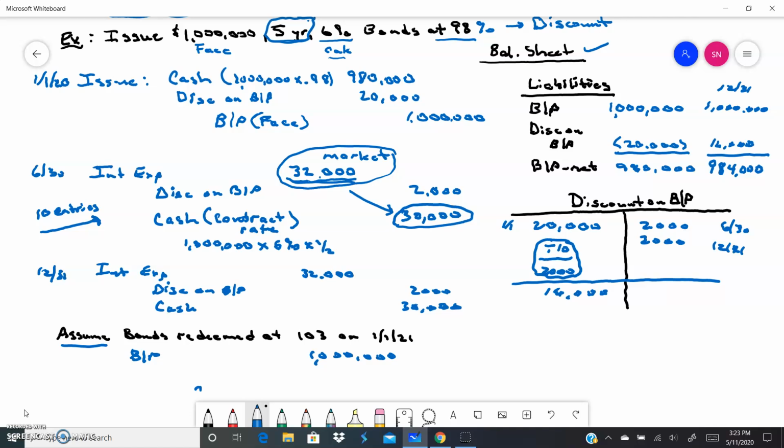We would credit cash for 103% of that, or $1,030,000. The balance in our discount account is $16,000. We would have to credit the discount for $16,000 to bring that account to 0, and then we would have a loss as a result of this of $46,000.